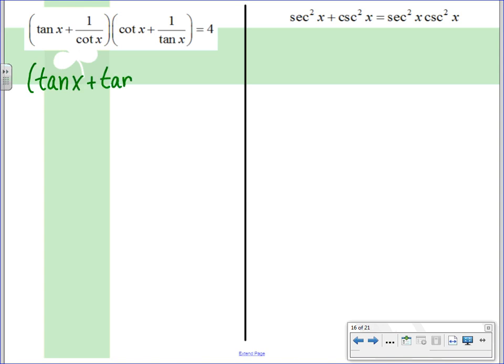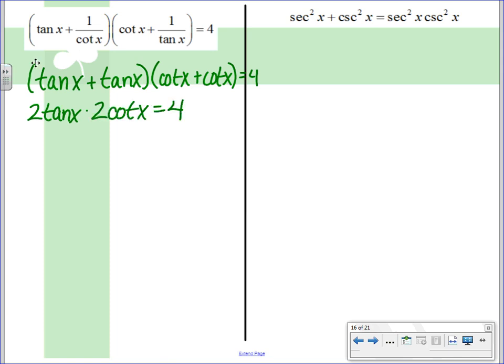So my first thought when I see this is 1 over cotangent is the same as tangent, and 1 over tangent is the same as cotangent. And again, the whole thing is still equal to 4. Tangent plus tangent, like terms, put them together, that gives me 2 tangents. Cotangent plus cotangent, if I put those together, I get 2 cotangent. The whole thing is still equal to 4.